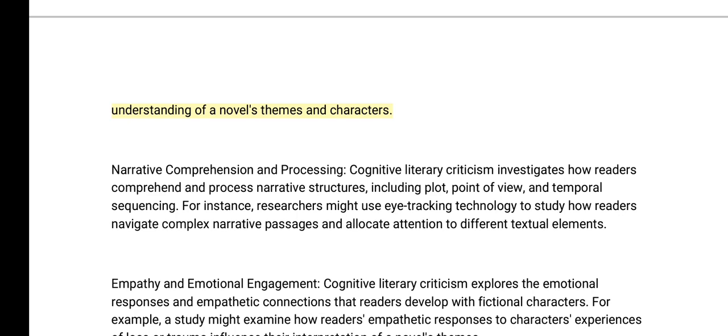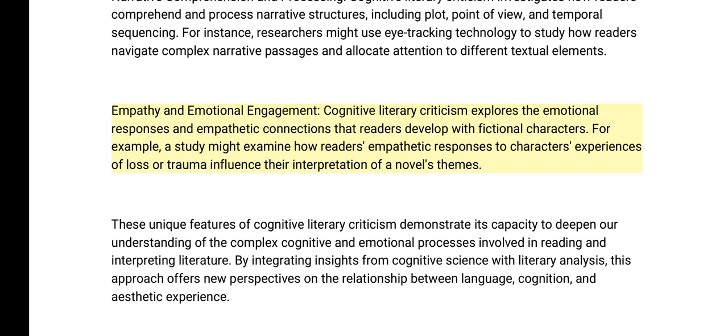Narrative comprehension and processing. Cognitive literary criticism investigates how readers comprehend and process narrative structures, including plot, point of view, and temporal sequencing. For instance, researchers might use eye-tracking technology to study how readers navigate complex narrative passages and allocate attention to different textual elements.